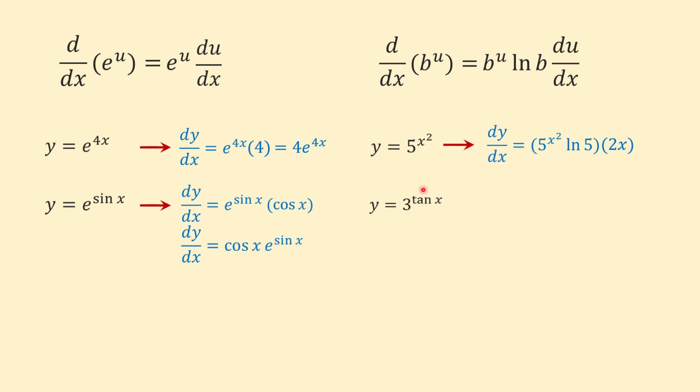Another example. 3 to the tangent of x. The base is 3 and the power or u is tangent of x. Derivative of b to the u is b to the u ln of b. So derivative of this function is 3 to the tangent of x times ln of 3. Then we should multiply this by derivative of power. What is derivative of tangent of x? If you remember, derivative of tangent is secant squared. And this is derivative of the function.